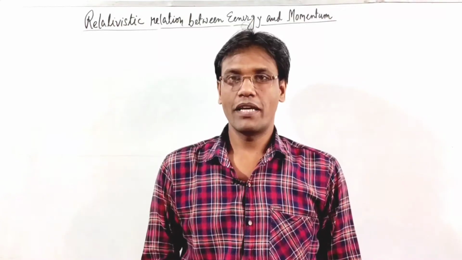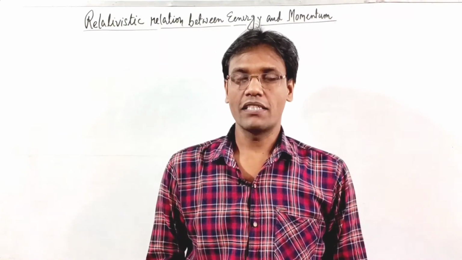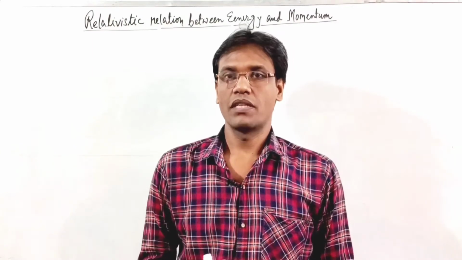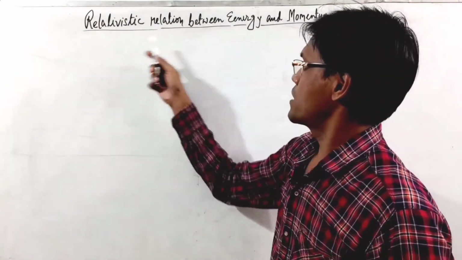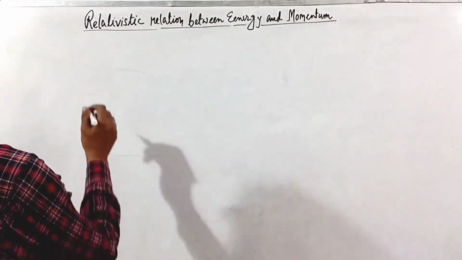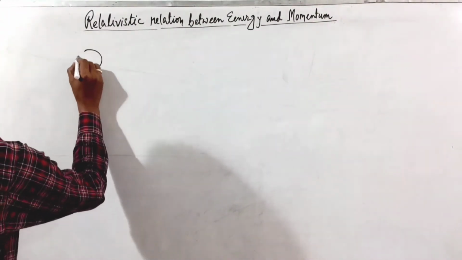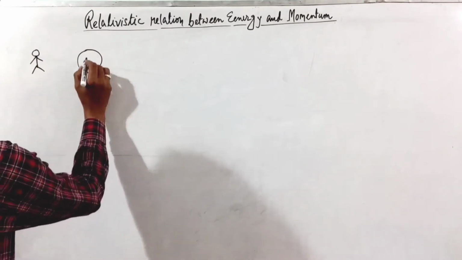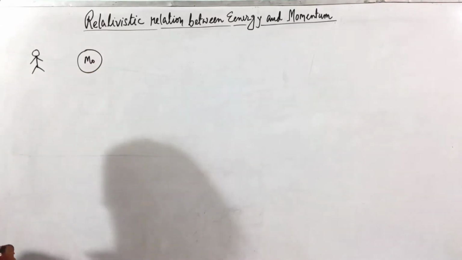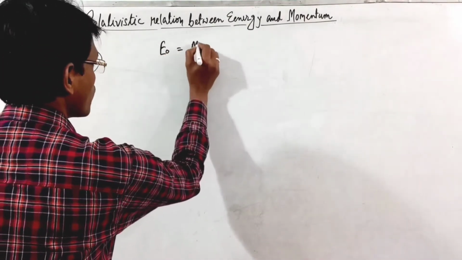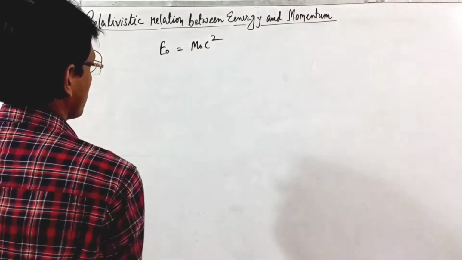Hello friends, today we will discuss the relativistic relation between energy and momentum, and then kinetic energy and momentum. Initially, we discuss the relativistic relation between energy and momentum. Assume that an object is at rest with respect to an observer. The rest mass of the object is m0, so the energy of the object will be m0 c square.